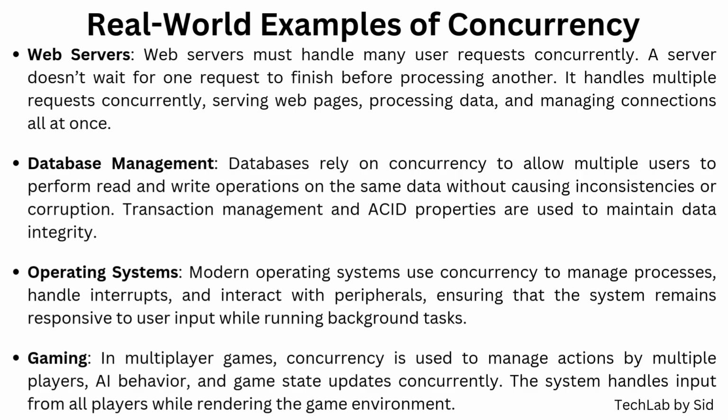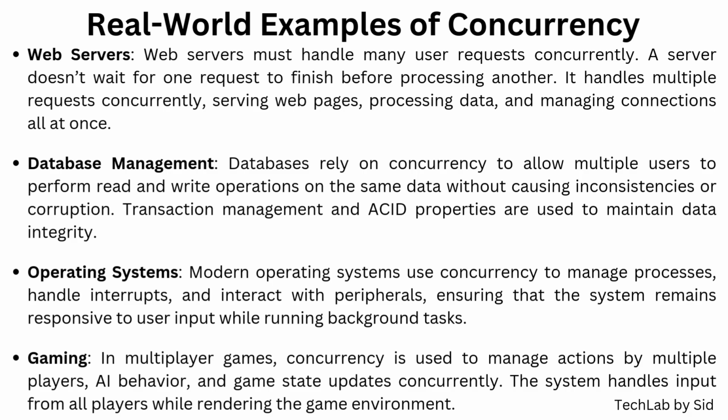In the world of gaming, concurrency is used to manage the actions of multiple players, artificial intelligence behaviors, and updates to the game state in real time. In multiplayer games, the system handles input from all players concurrently while rendering the game environment and updating the state of the game world.